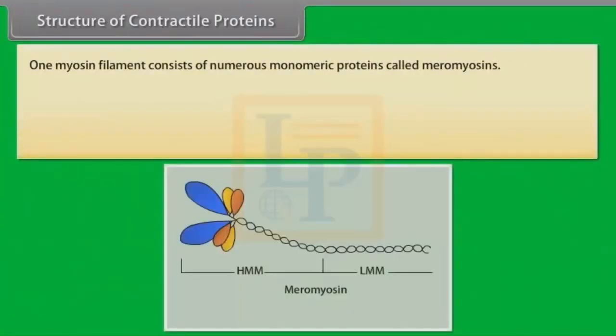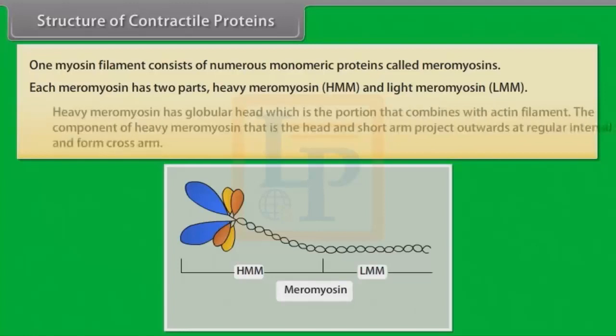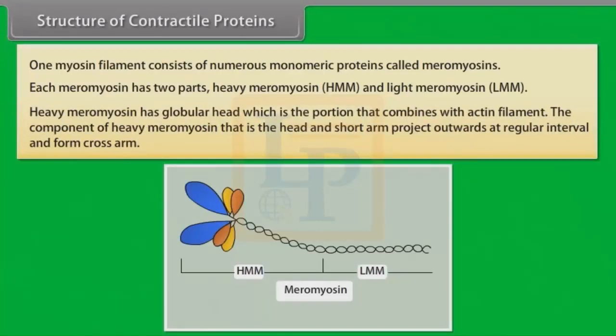One myosin filament consists of numerous monomeric proteins called meromyosins. Each meromyosin has two parts, heavy meromyosin HMM and light meromyosin LMM. Heavy meromyosin has globular head, which is the portion that combines with actin filament. The component of heavy meromyosin, that is the head and short arm, project outwards at regular intervals and form cross arm.